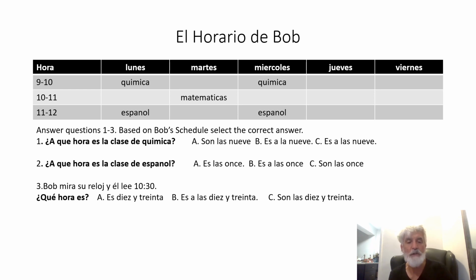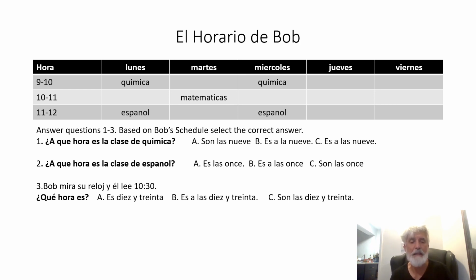So we have 3 questions here. Based on Bob's schedule, select the correct answer. So let's look at our question. ¿A qué hora es la clase de química? So we want to know what time a certain event occurs. When does the class occur? So we ask it, ¿a qué hora? Okay. Now, how would we answer that question?